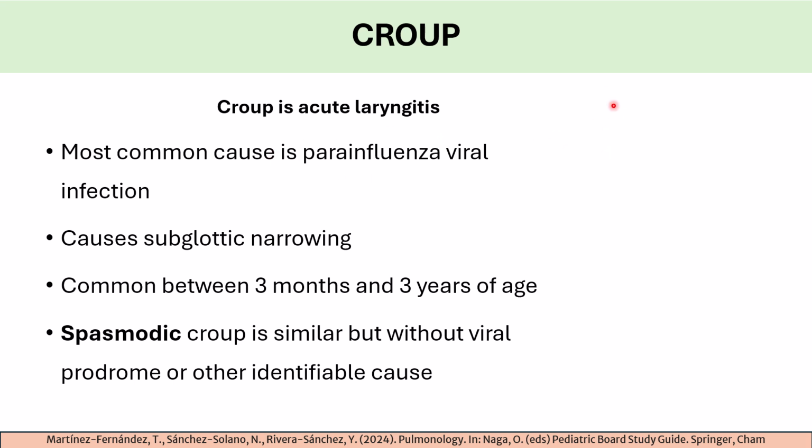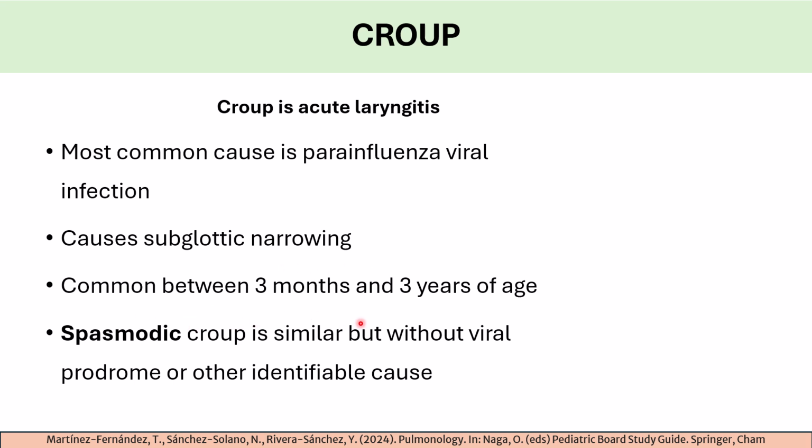For example, influenza A and B can cause croup, but the child will have a higher fever, looking more sick or ill. This virus infection will cause subglottic narrowing or inflammation in this area and difficulty breathing. This is common in young children between 3 months and 3 years of age.